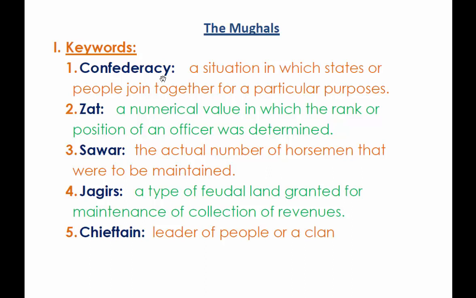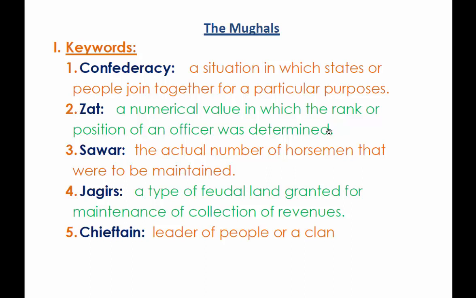Confederacy means a situation in which states or people join together for a particular purpose. The second one is Zat. Zat means a numerical value by which the rank or position of an officer was determined, especially during the Mughal period.